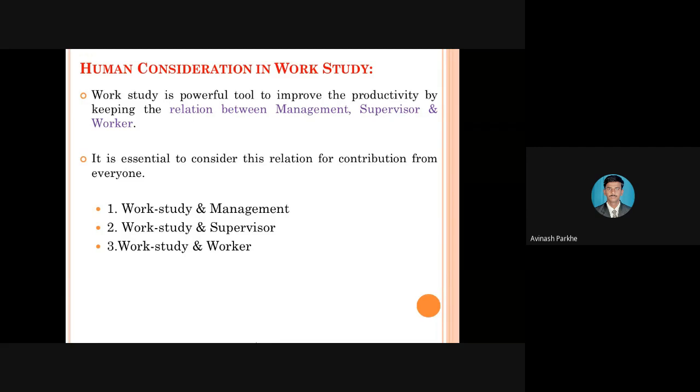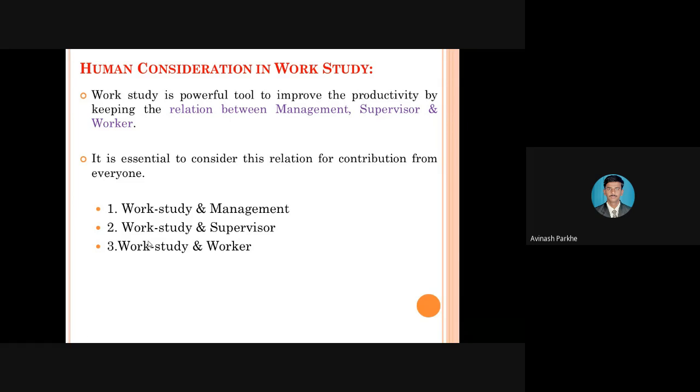Then why are workers not doing the work in the effective manner? Because there is no relation between the supervisor and worker. There is no relation between the workers and the management. So if we maintain proper relations between the management, supervisors and the workers, then all three resources, maybe skilled operators, unskilled operators, can work in the effective manner. If all these three parameters work in the effective manner along with the concept of work study, then automatically your productivity can be increased.